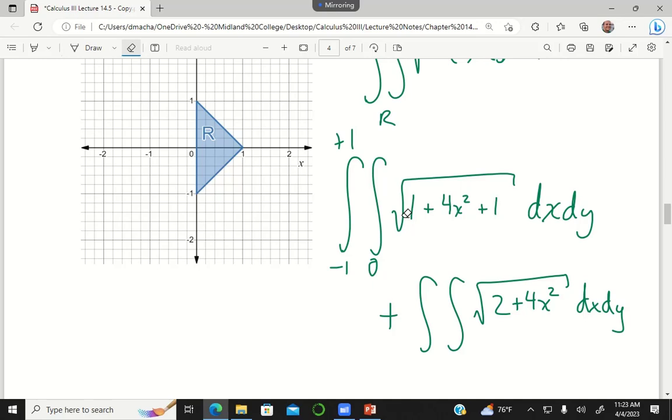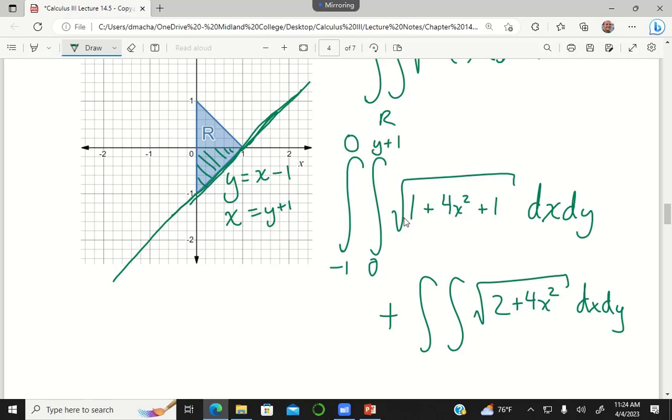This time I'm going to intentionally remember that for the first part, y is allowed to go from -1 to 0. X is allowed to go from 0 to, and then I have to figure out the equation for the line that makes the upper bound of x for this part of the region. That line has slope +1 and y-intercept -1, so that line is y equals x minus 1. But I need to solve for x, so x is equal to y plus 1. For my upper bound here, I'll make that upper bound y plus 1.